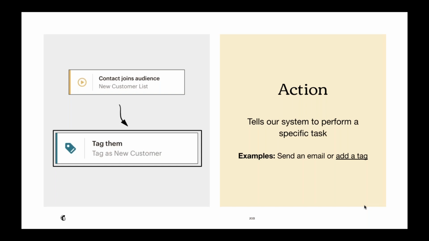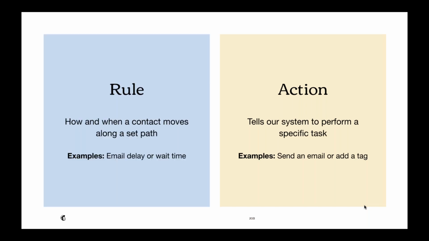Once the tag is added to the contact, that is the action that moves them on in their customer journey. And so to recap here, you'll set up rules around timing and delays, and then you'll set up actions to send emails based on those rules.